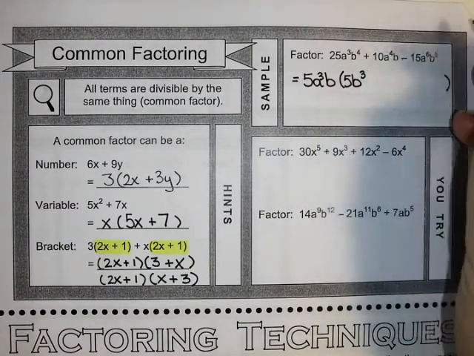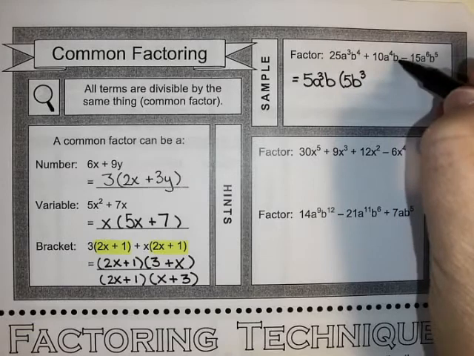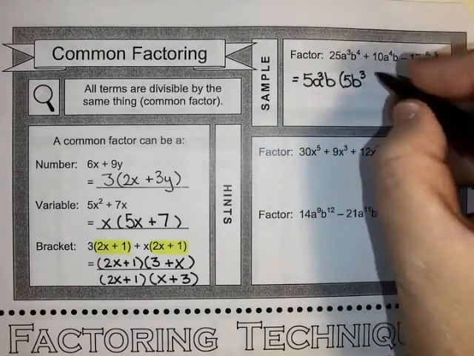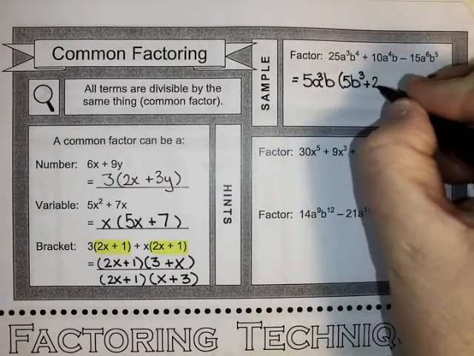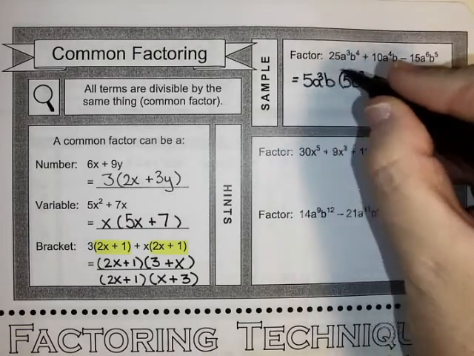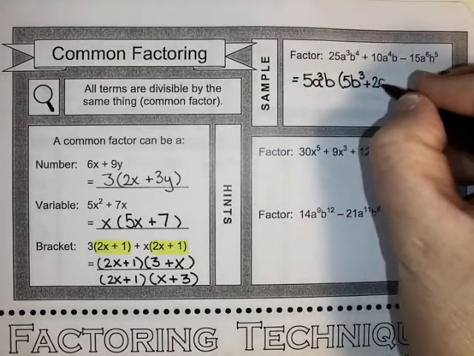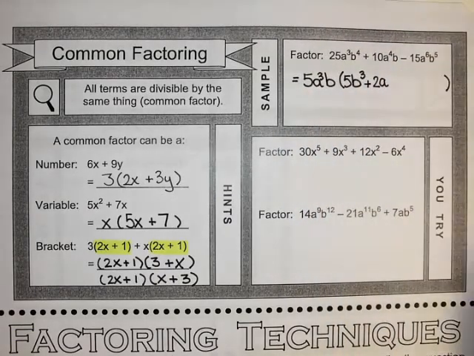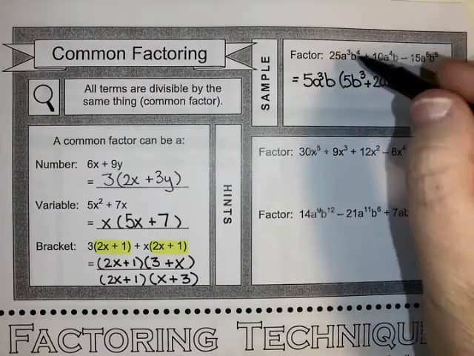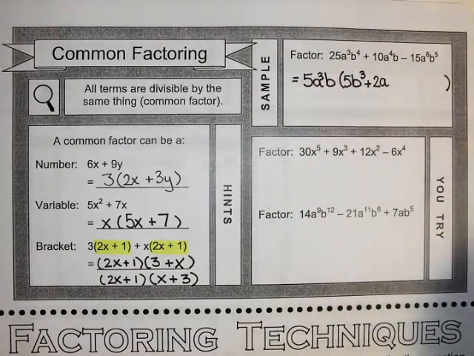All right, for the second term, I have 10 a to the 4 b. So if I do 10 divided by 5, I get 2. A to the 4 divided by a to the 3, I subtract my exponents to get a to the 1. I'm not going to write the 1, but you can if you want to. And then b divided by b, they cancel out.